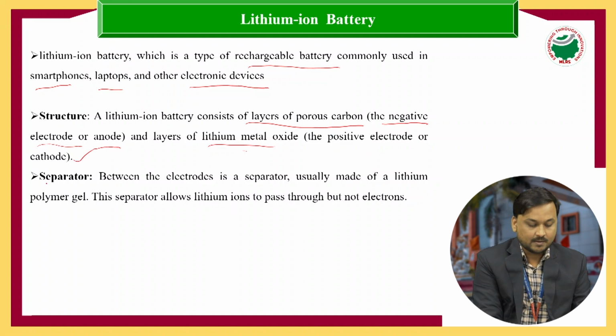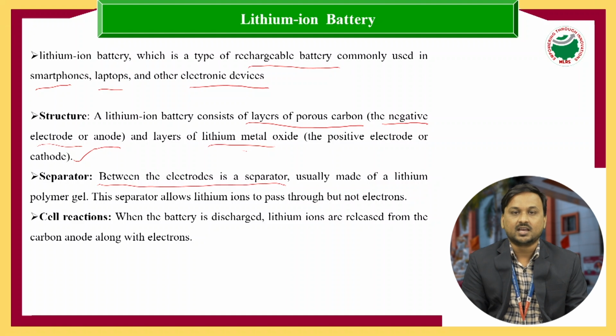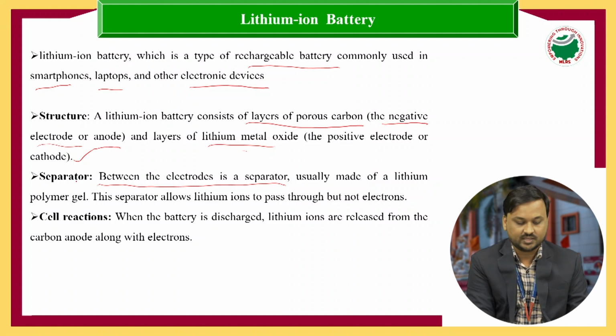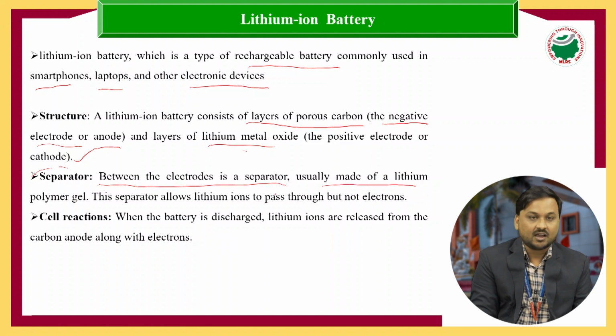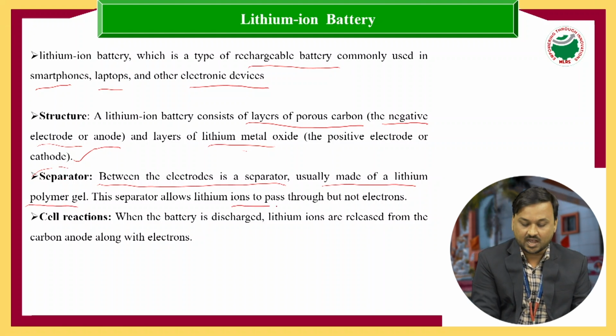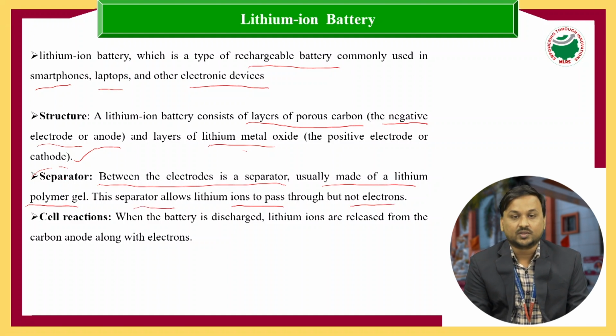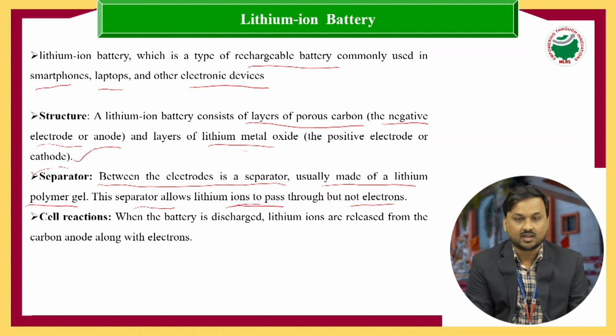The second part is the separator between the electrodes. The separator's main role is separating the positive electrode and the negative electrode. It is usually made of lithium polymer gels. The separator only allows the ions through, but does not allow the electrons.